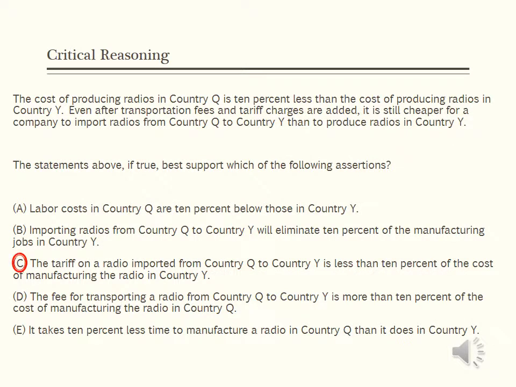Below is an example of the critical reasoning portion of the exam. The question reads, the cost of producing radios in country Q is 10% less than the cost of producing radios in country Y. Even after transportation and tariff charges are added, it is still cheaper for a company to import radios from country Q to country Y than produce radios in country Y. Here the correct answer is C. If the cost difference between production in the two countries is 10% and the tariff is less than 10% of the total production cost, it is in fact cheaper to make the radios in country Q and import them.